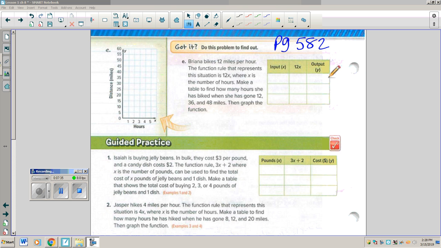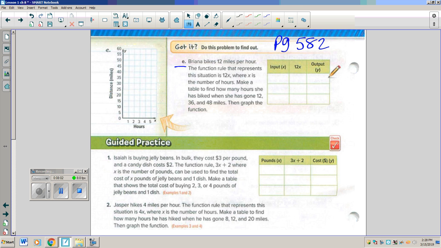One more example on page 582. Before we get there, Tristan turned in a joke. Thanks, Tristan, for supplying this lesson's joke. Tristan asks, why don't they play poker in the jungle? Why don't they play poker in the jungle? Too many cheetahs. Thanks, Tristan.